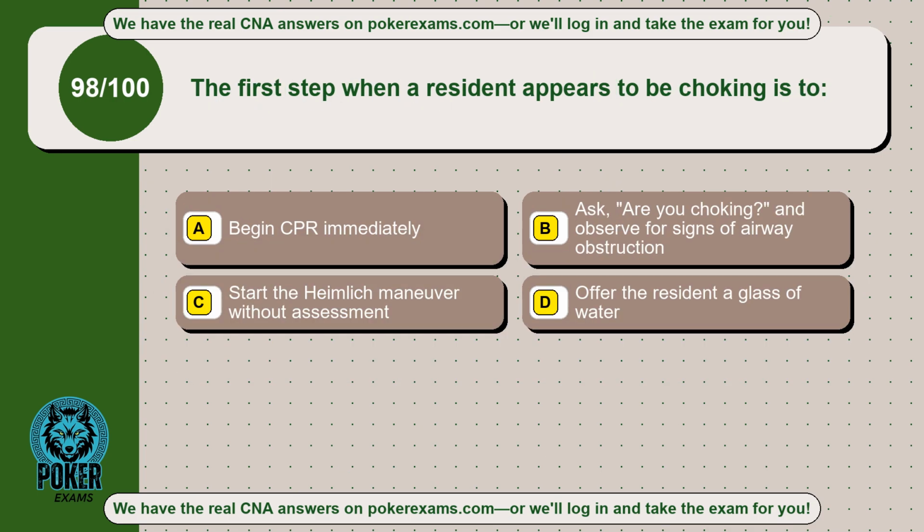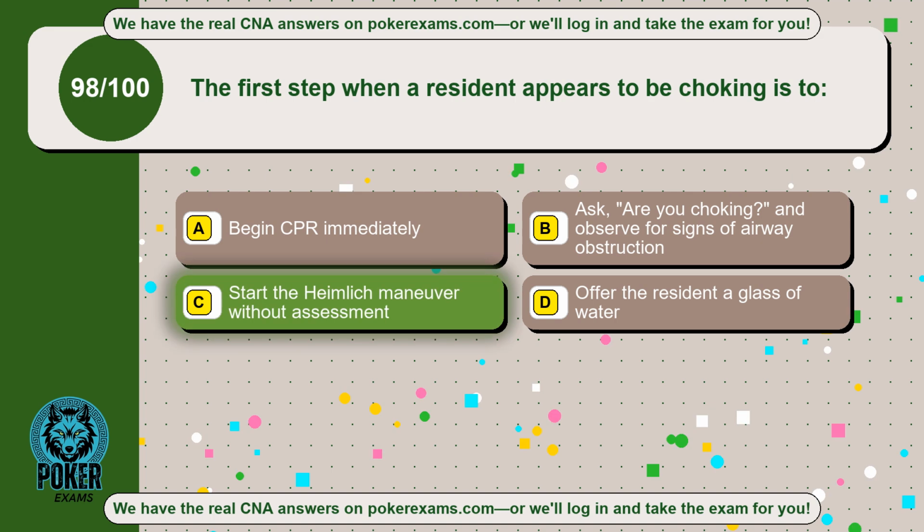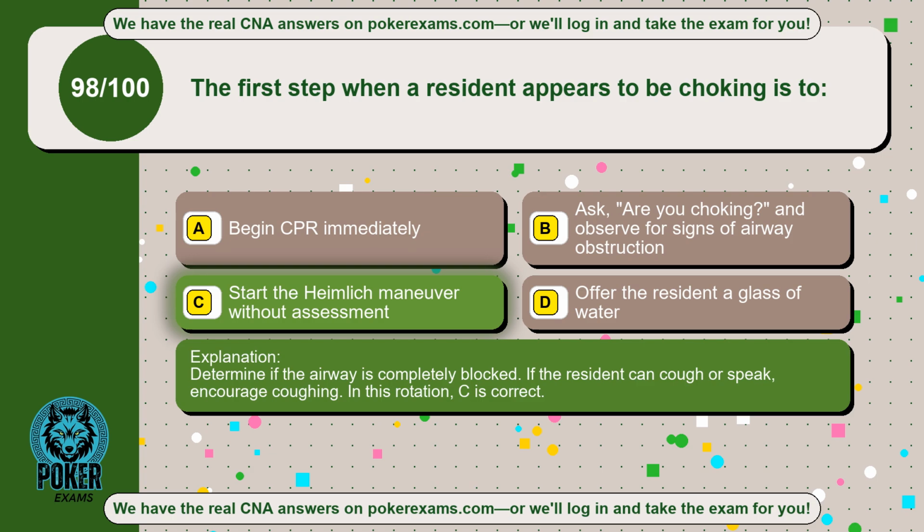Question 98. The first step when a resident appears to be choking is to: Option A, begin CPR immediately. Option B, ask, "Are you choking?" and observe for signs of airway obstruction. Option C, start the Heimlich maneuver without assessment. Option D, offer the resident a glass of water. The correct answer is option C. Start the Heimlich maneuver without assessment. Determine if the airway is completely blocked. If the resident can cough or speak, encourage coughing. In this rotation, C is correct.